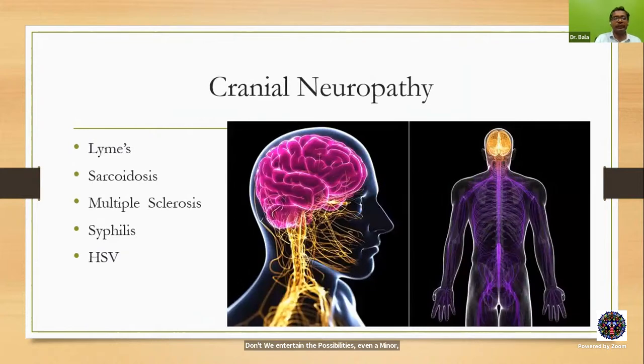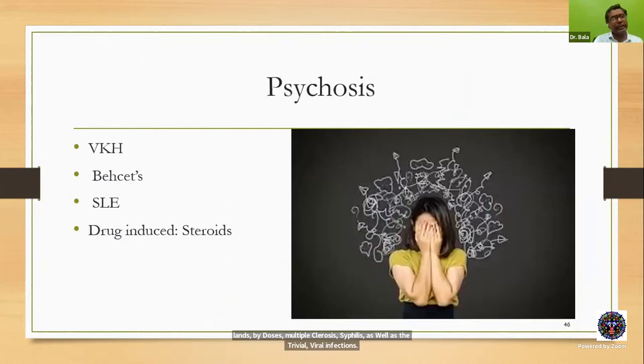Cranial neuropathies, sometimes we need to think in terms of Lyme, sarcoidosis, multiple sclerosis, syphilis, as well as the trivial viral infections like HSV or VZV. So cranial neuropathy, apart from CNS, needs to be paid special attention. Sometimes in the CNS symptoms, the patient could experience psychotic symptoms. Sometimes when a patient walks in briskly and it's difficult to ask whether they are having psychotic symptoms, the help of the attendant should be sought. Sometimes a VKH patient can have CNS symptoms in the prodromal phase, psychosis, and Behcet's can have CNS involvement. SLE is known to have CNS involvement. Sometimes drug-induced psychosis can happen along with CNS sarcoidosis as well.